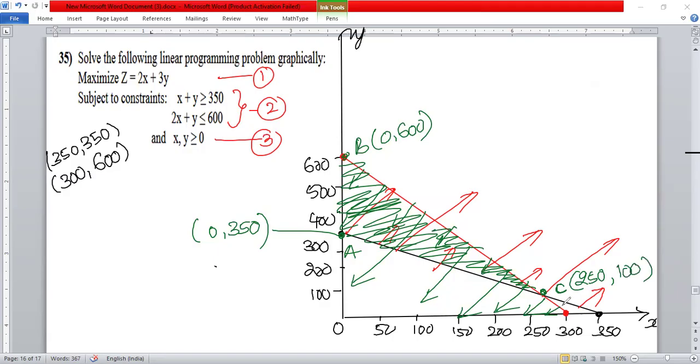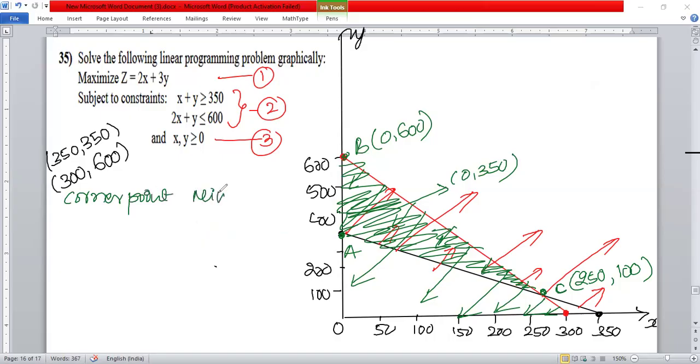I got X is 250, Y is 100. Fine. This is C point. A point is 0, 350. Fine. Now corner point.